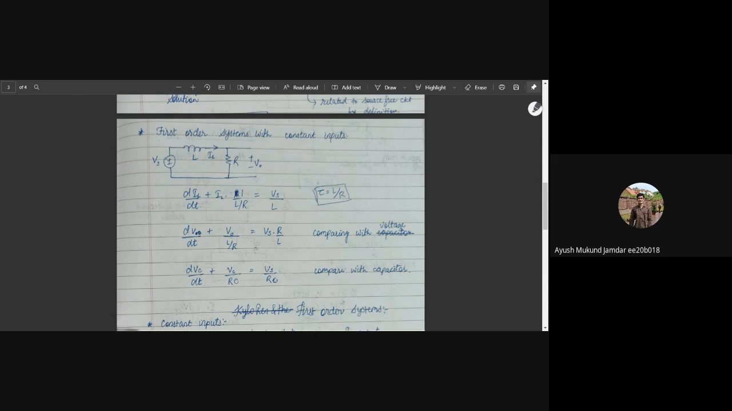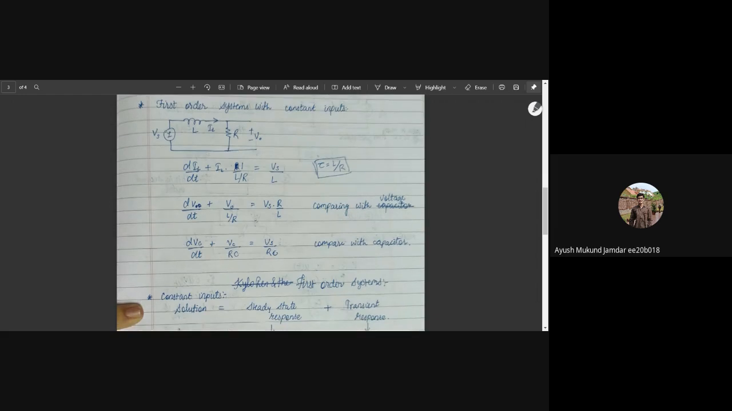Instead of IL, if I write another equation in say VL, dVL by dt plus VL times R by L equals Vs times R by L. And on comparing with the capacitor equation, which is dVc by dt plus Vc by Rc equals Vs by Rc, we get that the circuit is the dual of what the capacitor circuit was, just with a changed time constant, where instead of Rc, the time constant is L by R. Most of the things will remain the same.